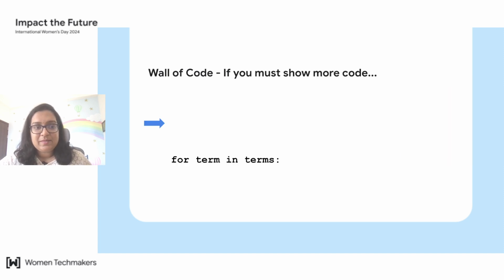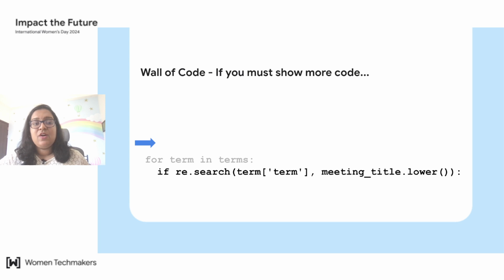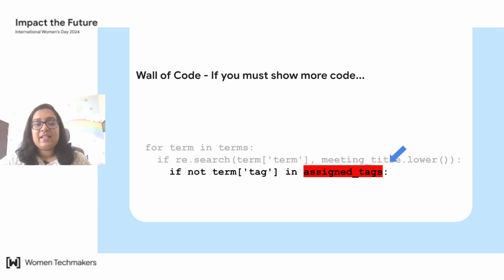So this is what I mean. If you need to show more code, go line by line, say, okay, I'm beginning a for loop and this is what I'm trying to do, and inside that I'm assigning, and use pointers, use arrows to create that, to keep the audience engaged and show them how you're incrementally adding to that code, right?